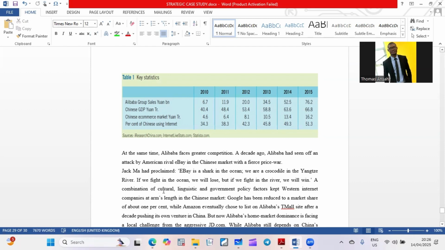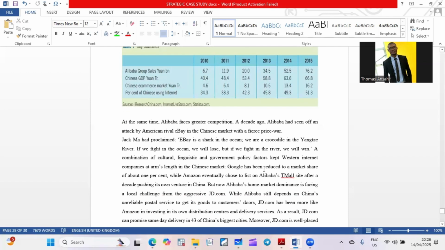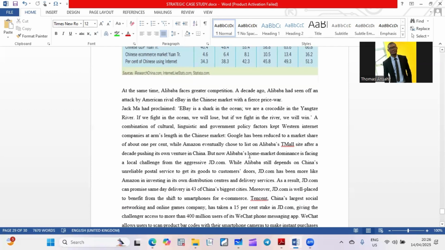A combination of cultural, linguistic, and government policy factors kept Western internet companies at arm's length in the Chinese market. Google has been reduced to a market share of about 1%, while Amazon eventually chose to list on Alibaba's Tmall site after a decade of pushing its own venture in China. But now, Alibaba's home market dominance is facing a local challenge from aggressive JD.com.